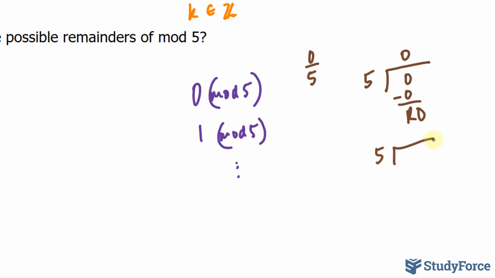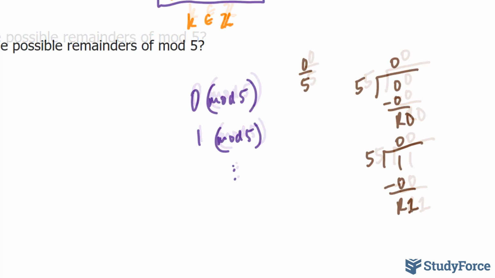Let's try 1. 5 does not fit into 1 at all. Again, 0 as a quotient. 0 times 5 is 0. And if we subtract, we get a remainder of 1. So that also works.